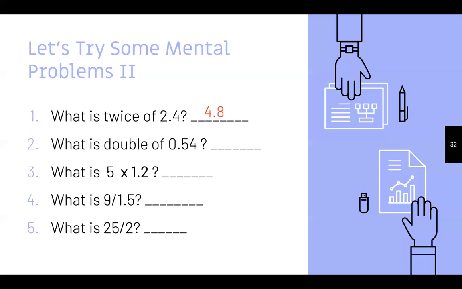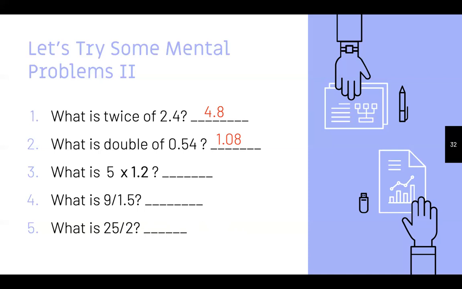What is double of 0.54? Now we'll be becoming in the whole number range, right? 4 times 2 is 8, so that goes in the 100th spot, but 5 times 2 is 10. So 1 now goes in the 1 spot and 0 goes into the 10th spot. So the answer is now 1.08.